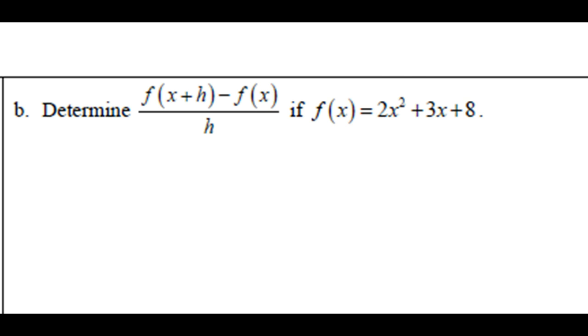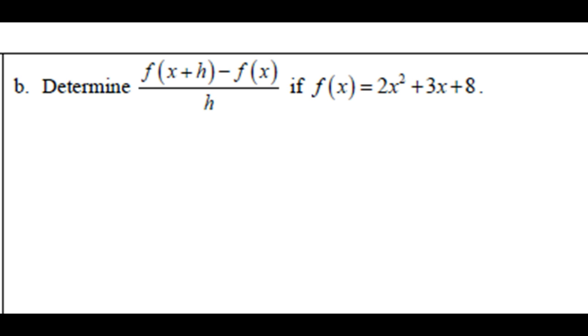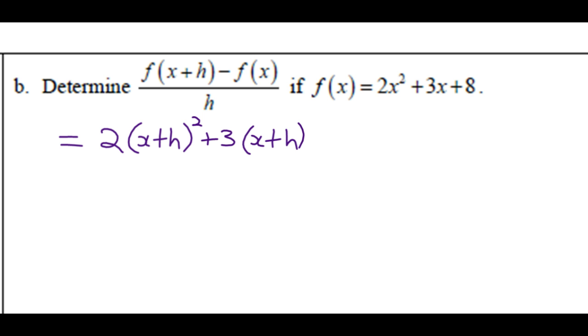All right, so what do we do? Well, we start off by saying, okay, I'm going to do f of x plus h. So that's 2, and I'm going to replace the x with an x plus h, and then that's squared. Plus 3, and I'm going to replace the x with an x plus h. Plus 8. So just take a moment, that's all we've done so far. We've just done f of x plus h. We substitute x plus h in for x, we've written it.